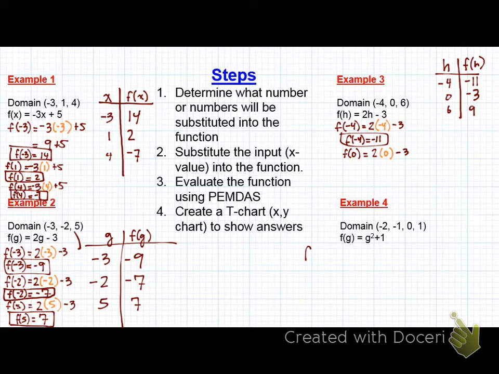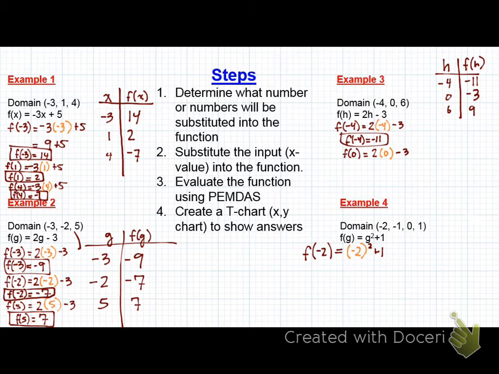Number 4, here we go. We got the domain. We want to test negative 2, negative 1, 0, and 1. This one's a little weird. I'm going to start this one off for you, and then you'll finish it, okay? So this one says f of g is equal to g squared plus 1. So I'm going to put f of negative 2, and then instead of g squared, we're going to put in negative 2 squared. And you see how I put it into its own parentheses?